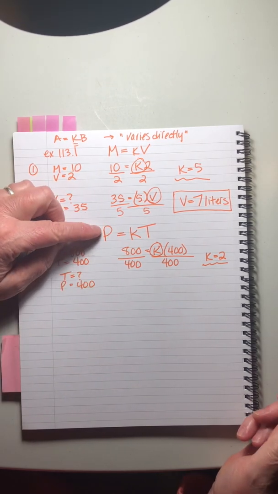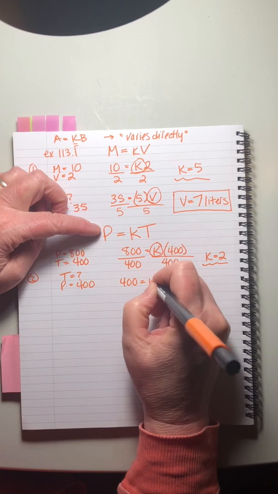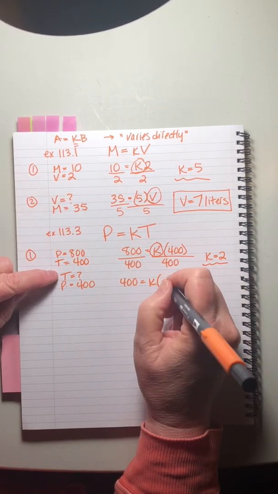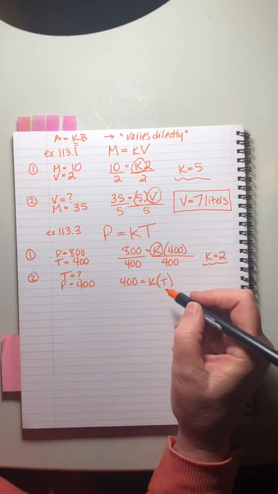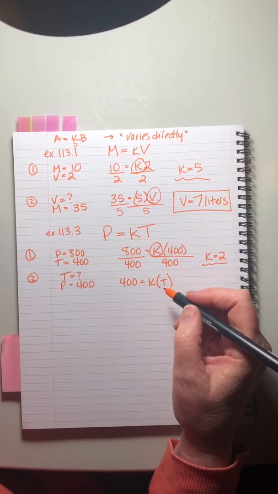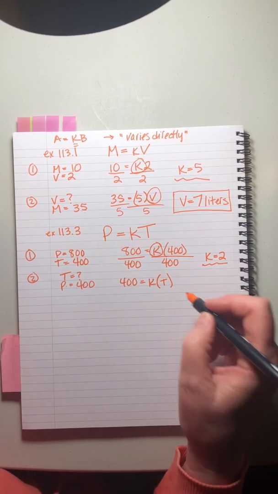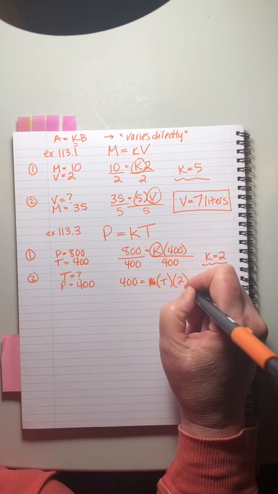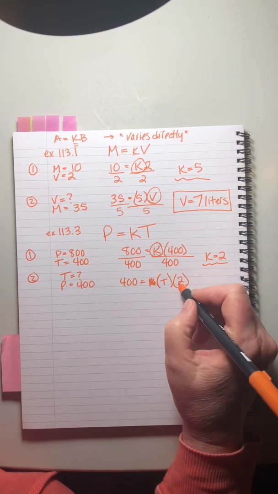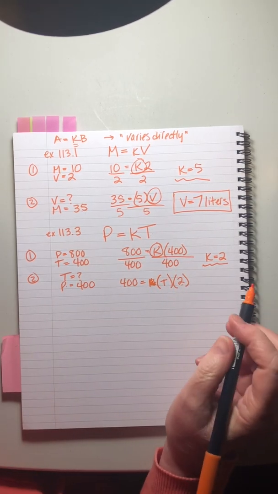We use this same formula, so I put that in. 400 equals K times T. We don't know what T is. I didn't need parentheses. Remember that when we're solving equations, we look for the variable. Oh, I'm sorry, I did this wrong. We know what K is. It's 2. So there, I just put K equals 2. I usually put them in the other order, but that's okay.